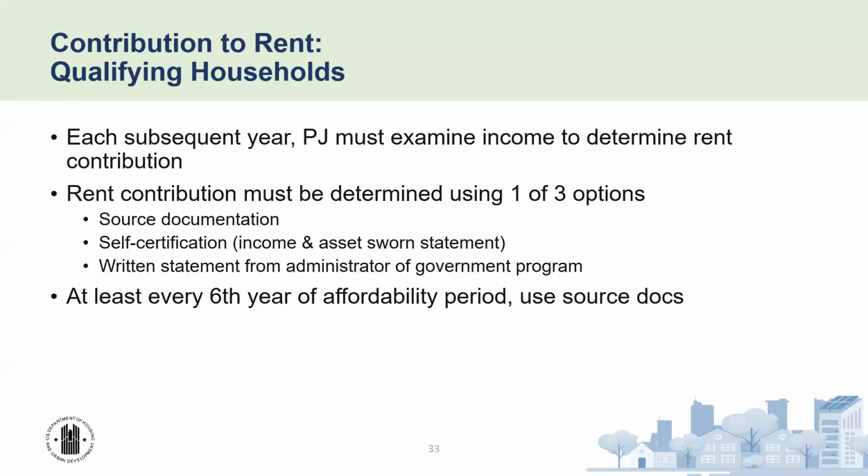If a written statement and certification is used, similar to HOME, every 6 years, the project owner must examine the household's income using source documentation. Next slide.